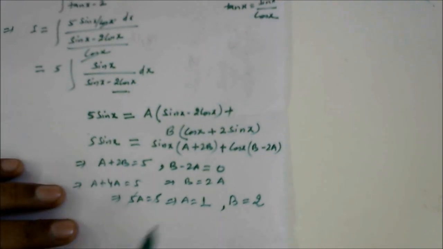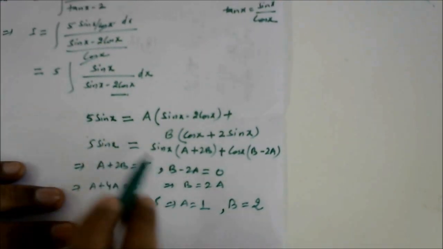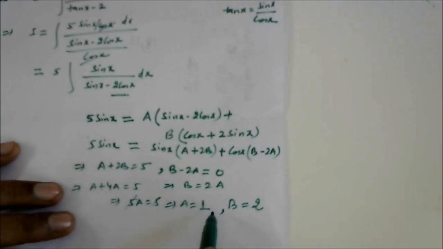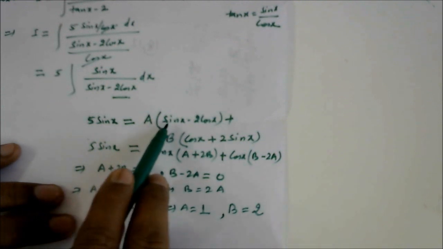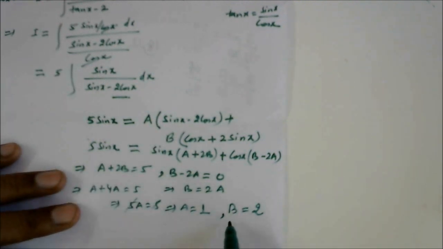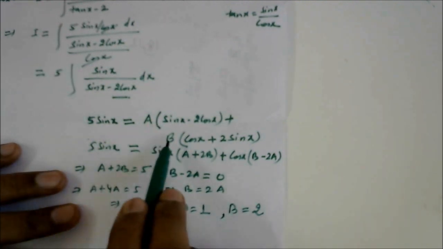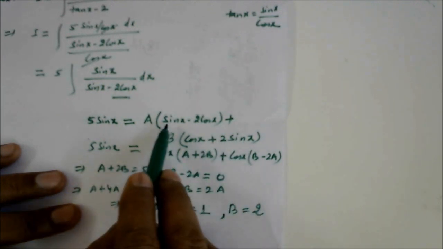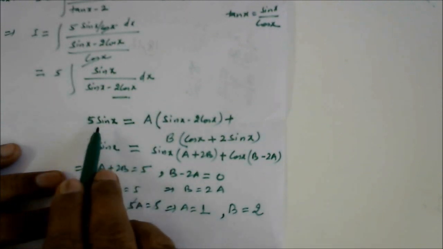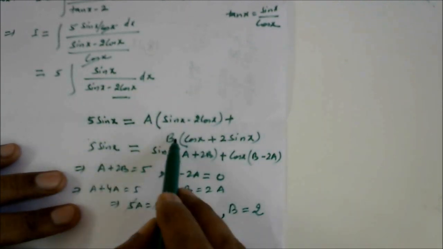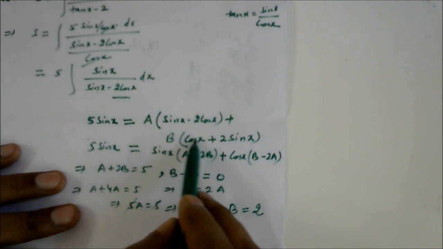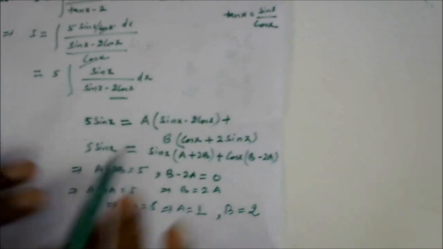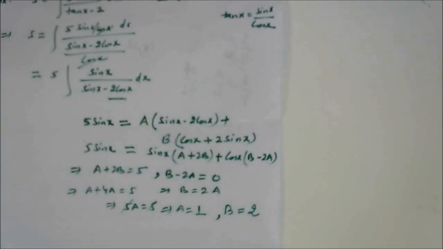Okay, now if we put 1 as a and 2 as b, we should get the same 5 sin x. Let us check. So a is equal to 1, so this is sin x. And b is 2, so 2 into 2 sin x, so 4 sin x plus 1 sin x, 5 sin x has come. Then here minus 2a, 2 cos x, and here it will become 2 cos x, so both will get cancelled. It means this partial fraction is absolutely correct, and this is the method which we need to apply.